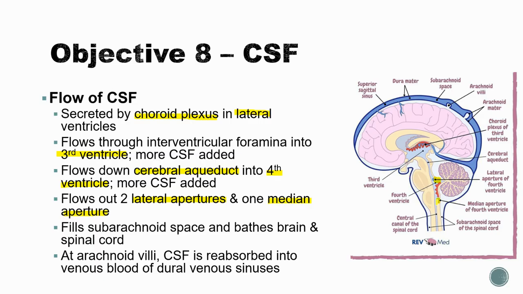It's also going to allow it to flow downward into the spinal cord. And so once it goes through those apertures, it's going to fill up the subarachnoid space. It's going to bathe the entire brain and spinal cord in that fluid. And within that arachnoid area, in that subarachnoid space, you've got villi. And the villi are going to help to reabsorb it, to put it back into the bloodstream. And so we have a constant production, circulation, and reabsorption.